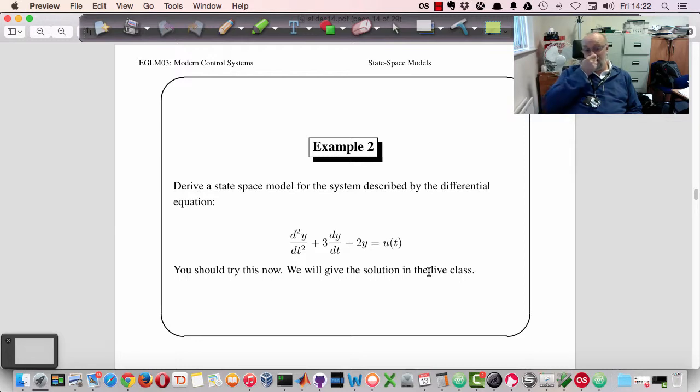So here's a second example. The differential equation d2y/dt squared plus 3 dy/dt plus 2y equals u. We want to convert that into state equations, basically using the previous result. I'm not going to give you the example in these slides. We'll do the solution in the live class, but it's not very difficult, so maybe you would like to try it before class if you can.